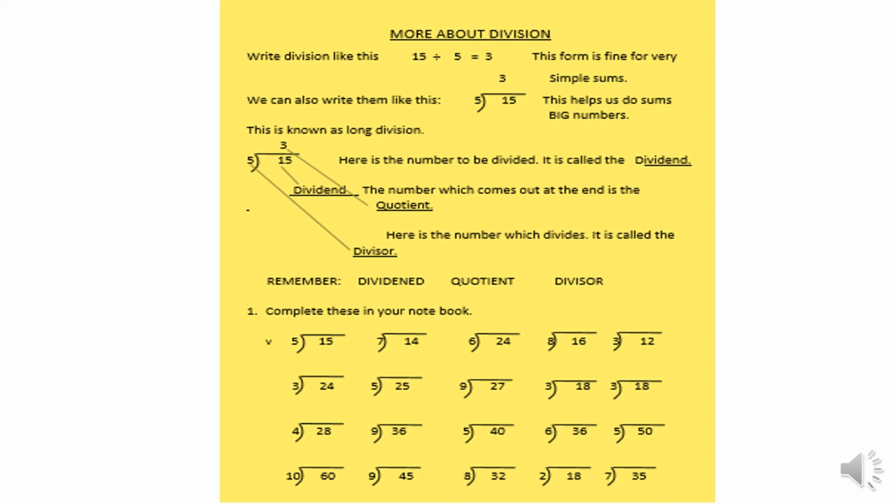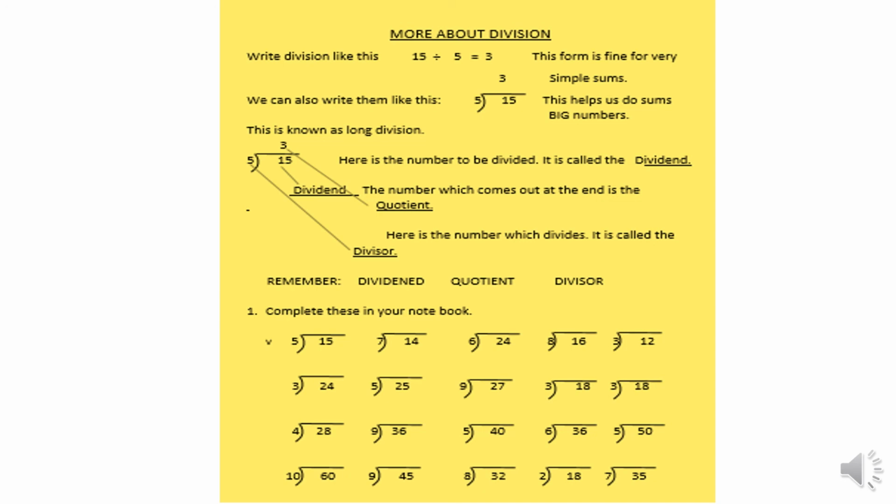Number 1: complete these in your notebook. You have to do these sums in your notebook, or you can do it on your booklet too. First one is 15 divided by 5. So what would you do? You would say the table of 5. 5 ones are 5, 5 twos are 10 and 5 threes are 15. So here the quotient will be 3.